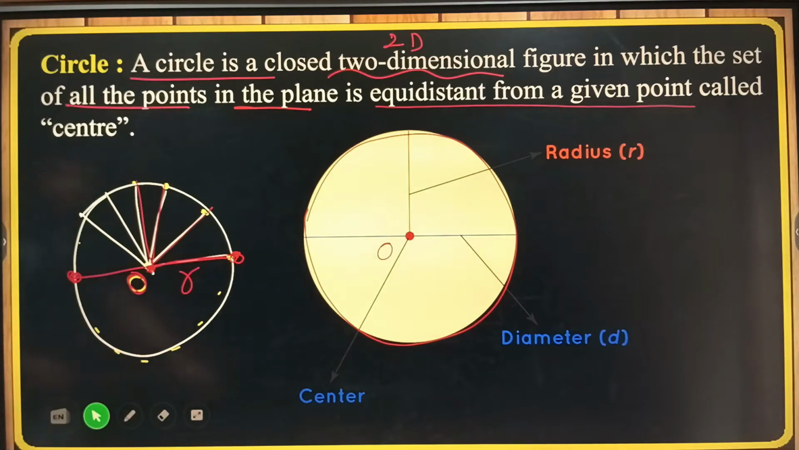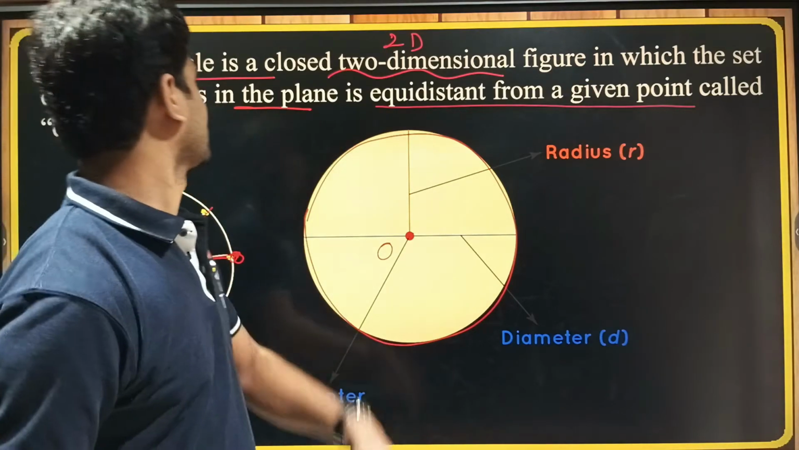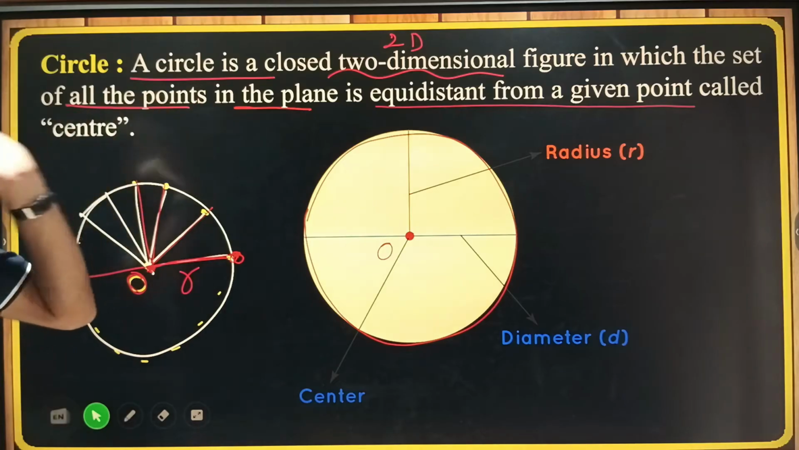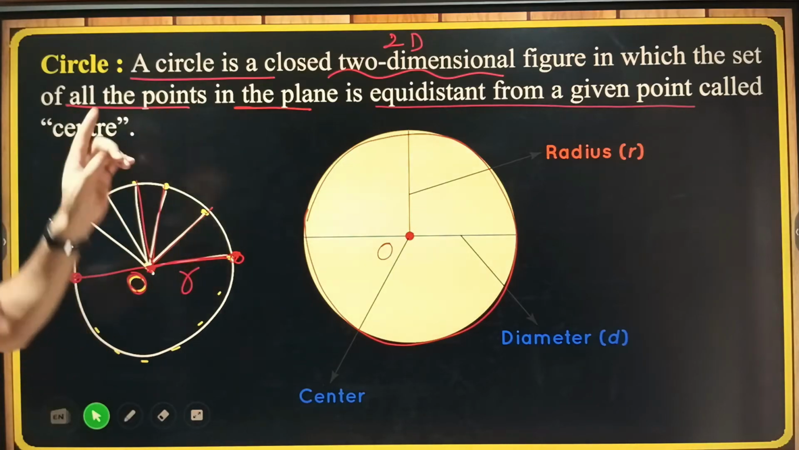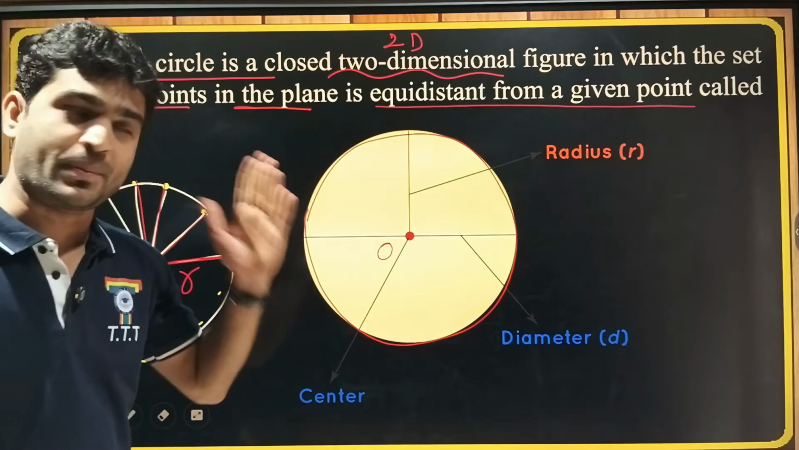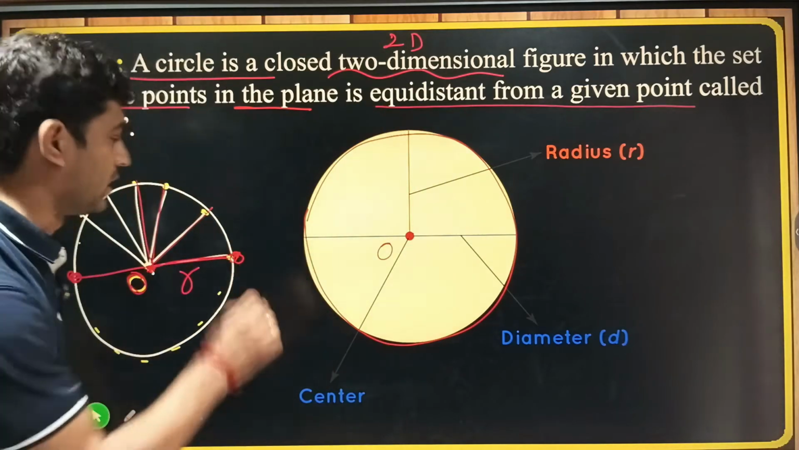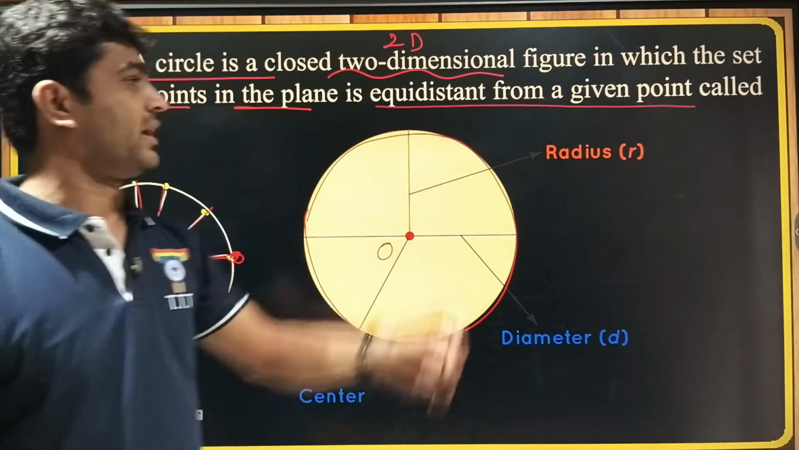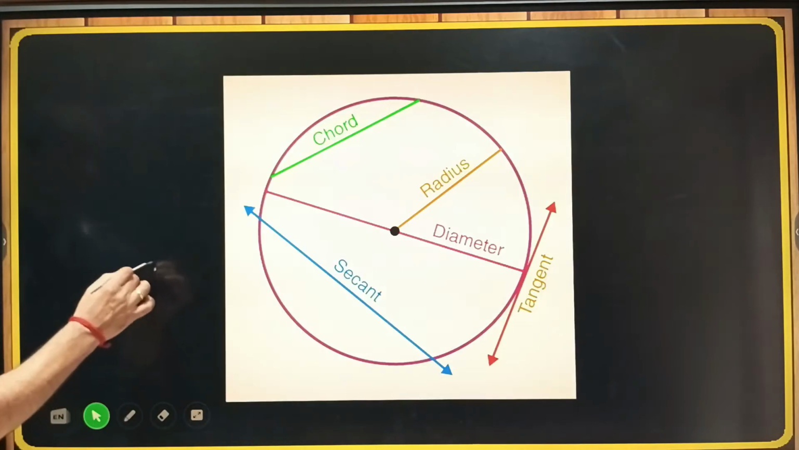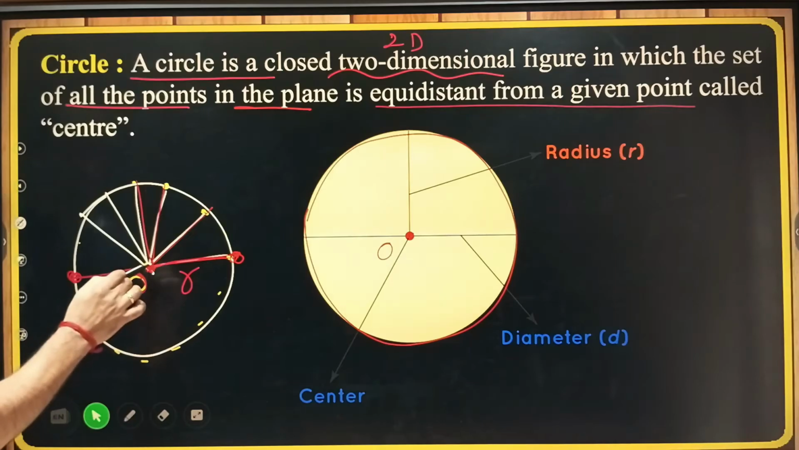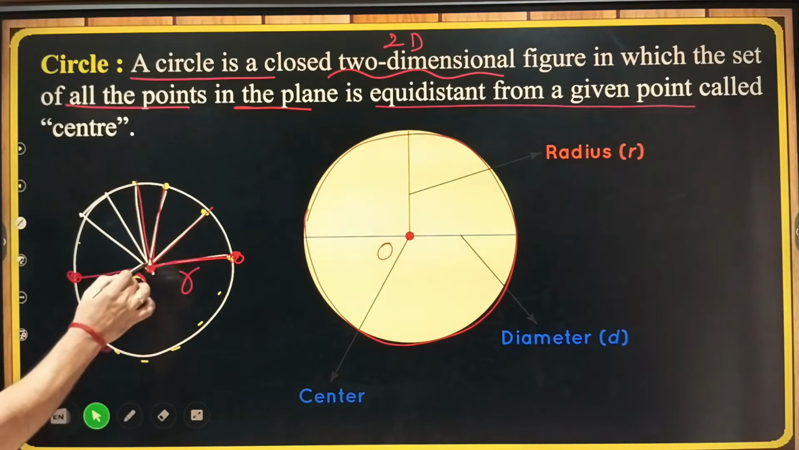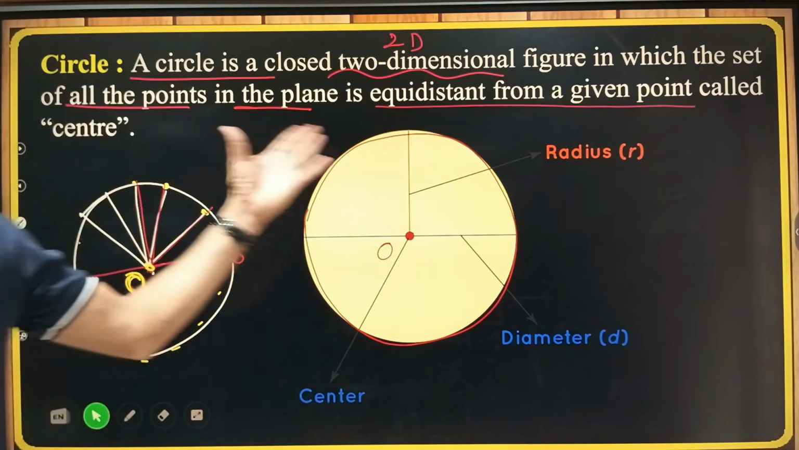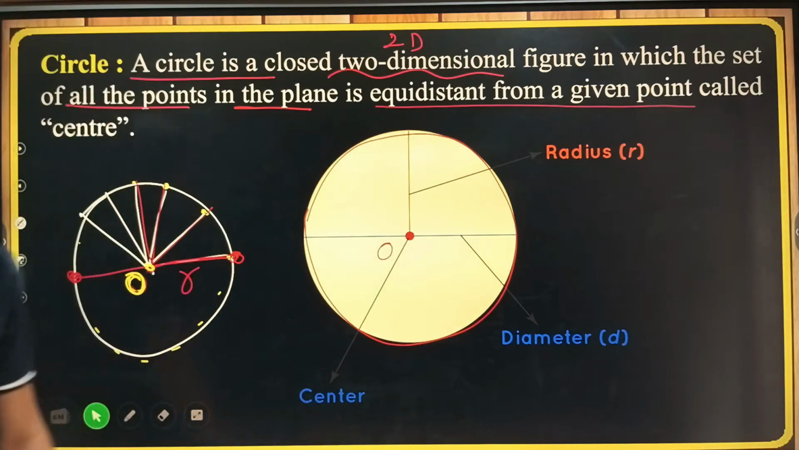So this is what circle means: a circle is a closed two-dimensional figure in which the set of all the points in a plane, here there is a plane, in that a number of points are there. The plane is equidistant from a given point called center. That given point we can call the center O. So we can consider these as the standard definitions.